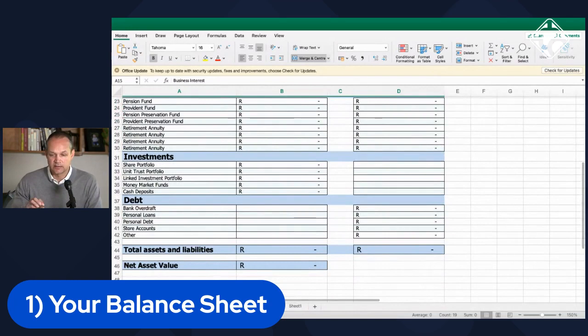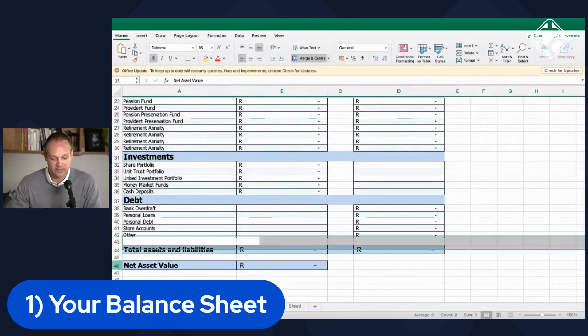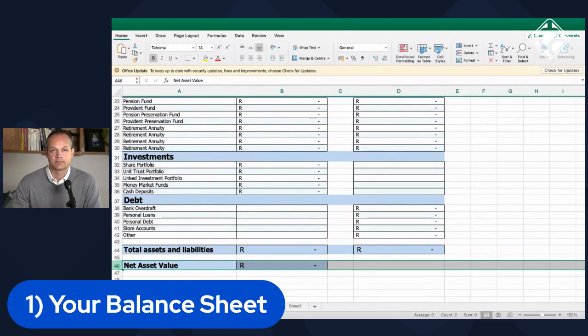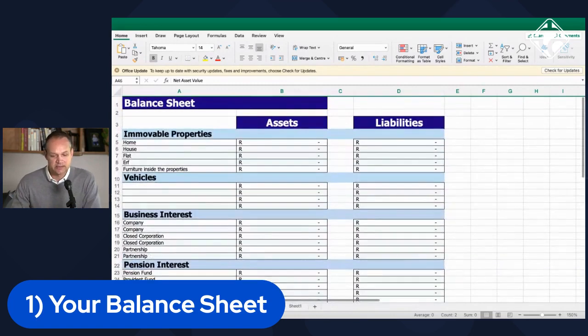And the idea with regards to this personal balance sheet is getting to this net asset value or your net worth. How much are you worth? And how we calculate that is we add up all your assets and we deduct all the liabilities. So the reason why the balance sheet is such an important part is it gives us a very clear indication in terms of what your current financial position is.